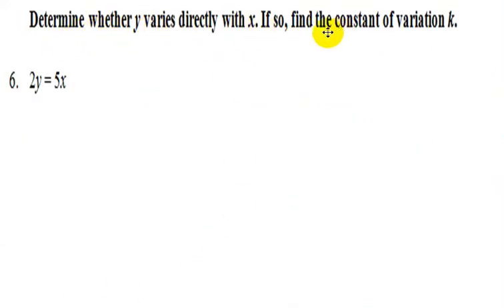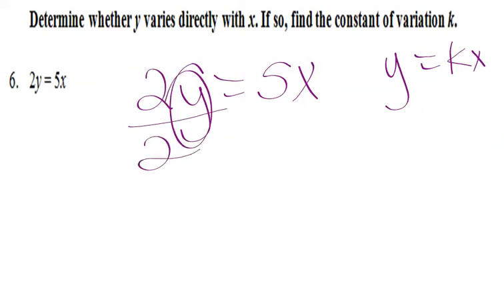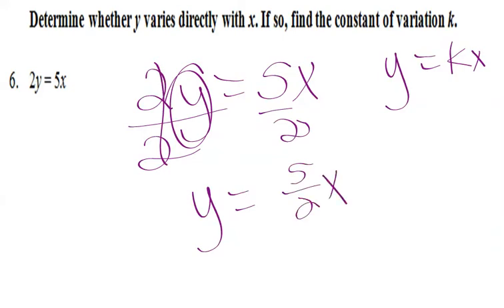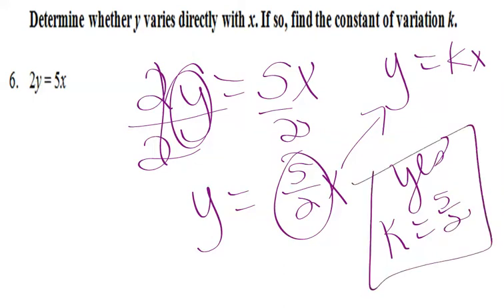Determine whether y varies directly with x. If so, find the constant of variation k. So we have 2y equals 5x. We need to make it look like y equals kx, so we're going to try to isolate y. Divide each side by 2. When we do, that cancels out, and we get y equals 5 halves x. It looks just like our equation. So yes, it's a direct variation, and that is our k. So k is equal to 5 halves, and that's our answer.